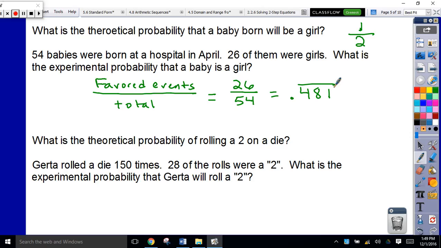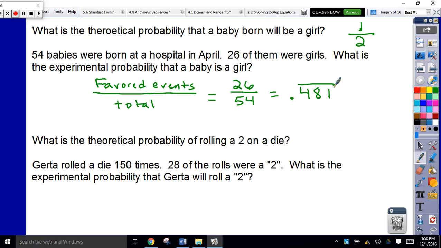Okay, up here guys, I'm up here. What is the decimal for 1/2? It would be 0.5. Is 0.481 pretty close to 0.5? Yes. Usually with experimental probability, you're going to get a number that's close to the theoretical, but it's almost never going to be exact because real life doesn't work out that way. So you're almost never going to get exact.